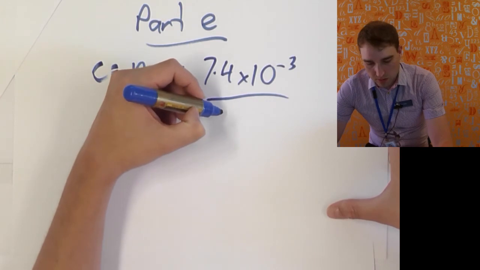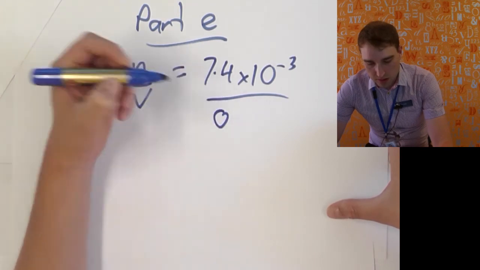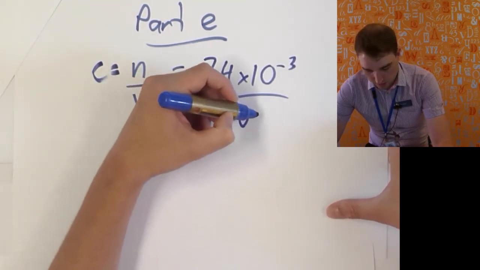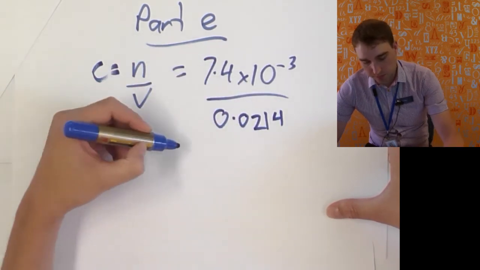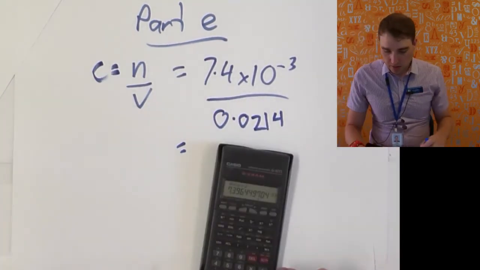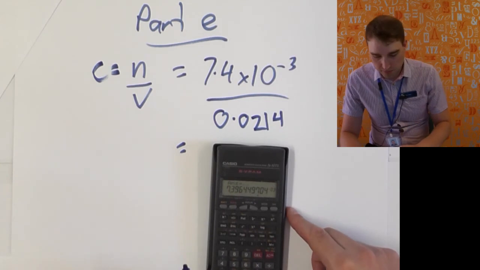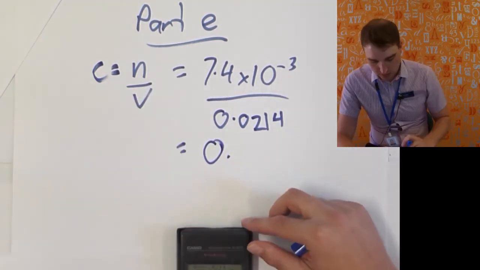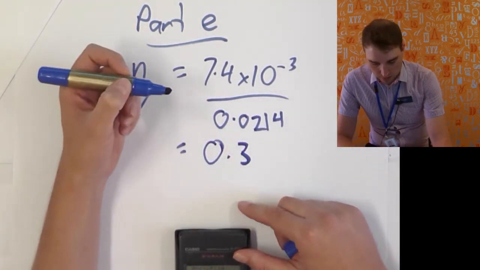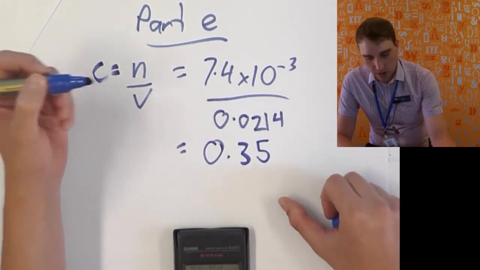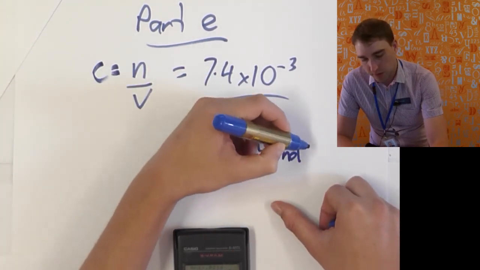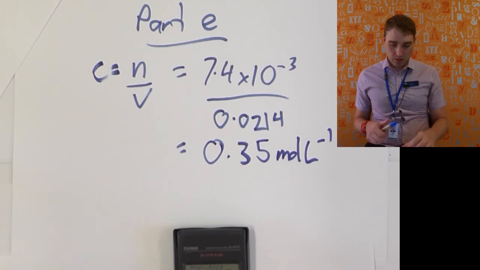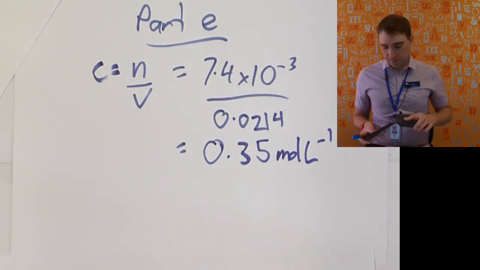Right, so turn that into litres, so volume is 0.0214. Put that in my calculator, so still use the number from before, 0.0214. I get 0.35, round that to 0.35 moles per litre. And there we go, we've finished the question.